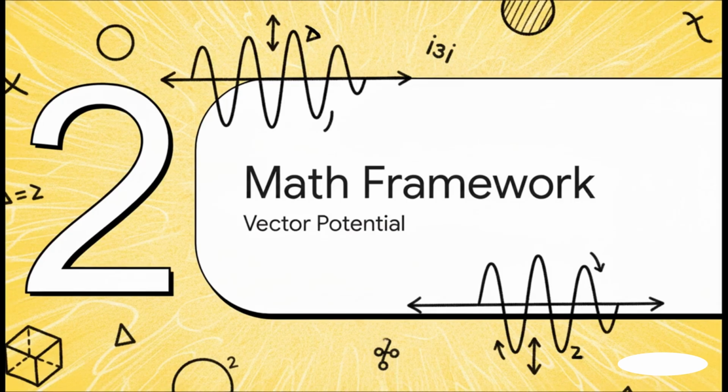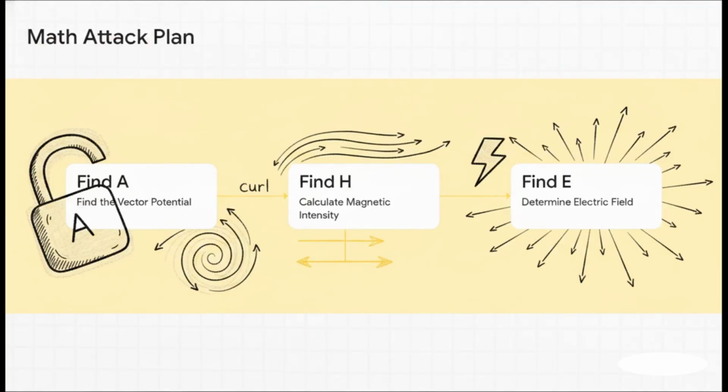Moving on to Section 2, the mathematical framework, unlocking the vector potential. Okay, we need to establish the governing equations that describe exactly how the electromagnetic fields propagate away from this tiny source. Our textbook methodically lays out a three-step mathematical attack plan.